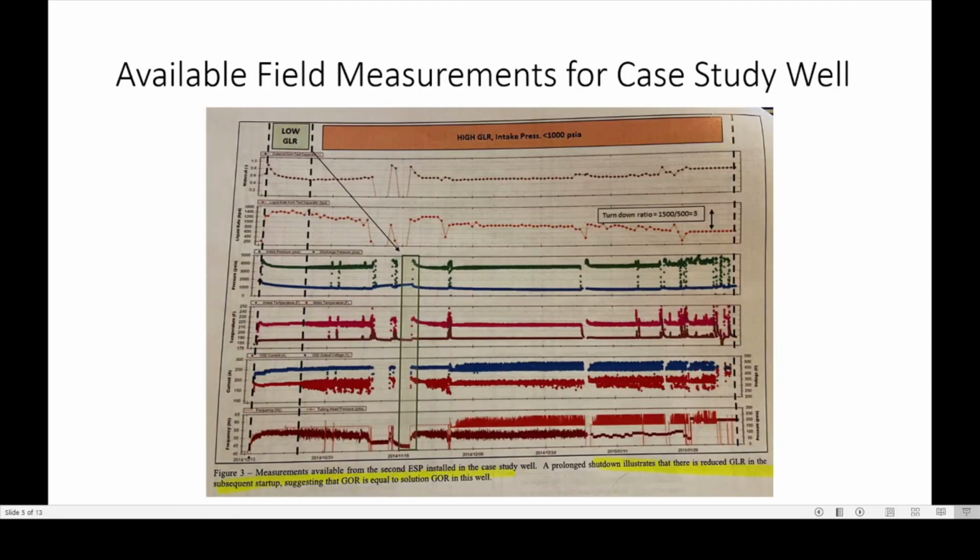Then this is the second ESP, where you have high GLR and a prolonged shutdown illustrates that there is a reduced GLR in the subsequent startup, suggesting the GOR is equal to the solution GOR of this well. So with the reduced GLR, the GOR is equal to the solution GOR.